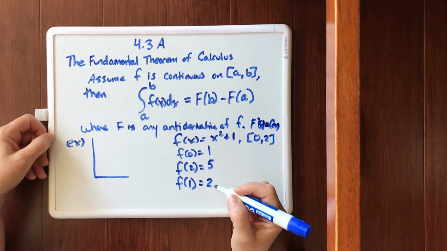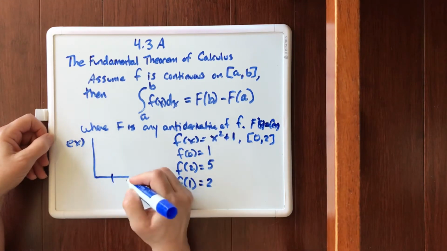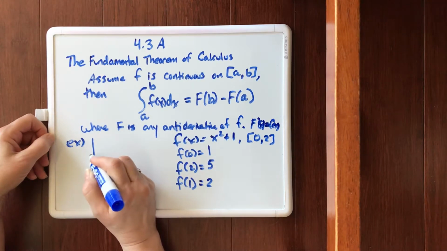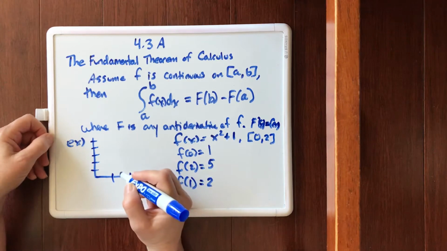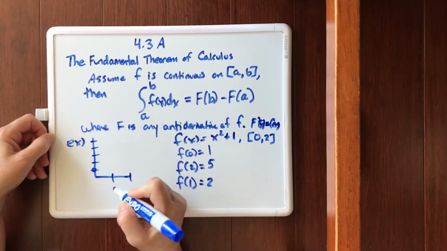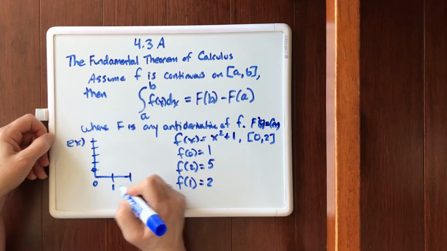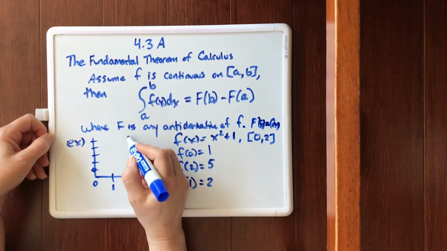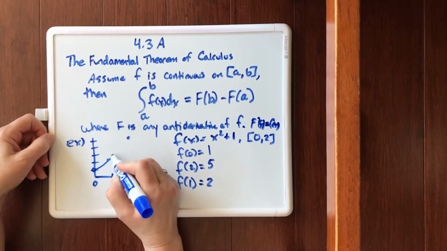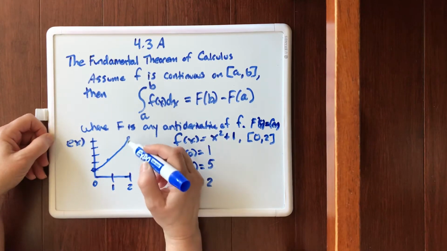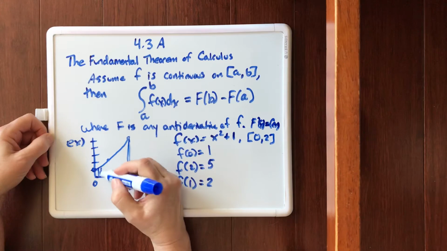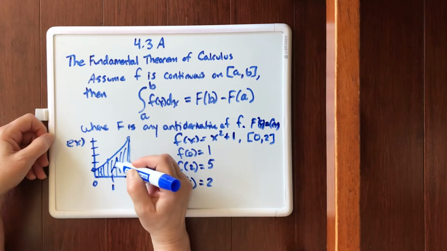Okay, so let's plot that. We've got 1, 2. I have to make these smaller to fit. 1, 2, 3, 4, 5. So it's not going to look quite what it's really supposed to. So f of 0 is 1. f of 2 is 5. And f of 1 is 2. All right. So we're going to integrate that, and in doing so, we're going to find the area under the curve. Put a big A for area.